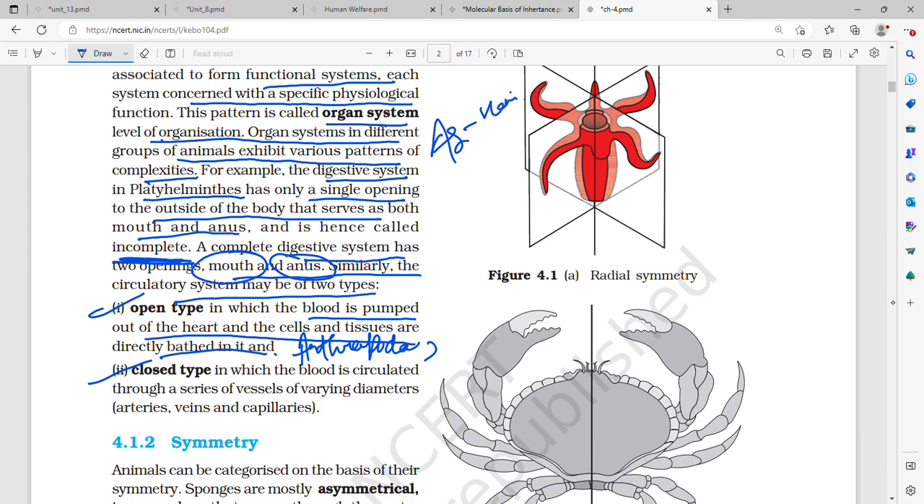Echinodermata, Arthropoda, Hemichordata, then non-cephalopod mollusks.